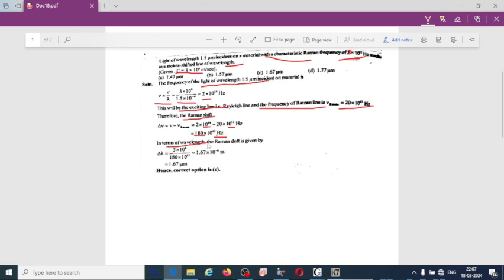Then in terms of wavelength, the Raman shift is given by the shift in the frequency. The wavelength shift we can calculate by taking the ratio according to this formula: lambda equals c by frequency. Speed of light divided by the shift in the frequency, if we substitute, we will get the shift in the wavelength, 1.67 into 10 to the power minus 6. So option C is correct here.